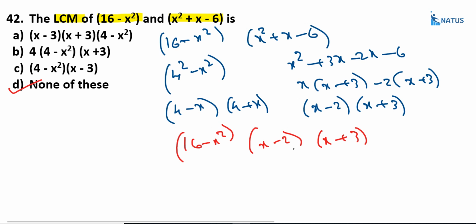This is also equal. Or one more thing is there: 4 minus x, this is not x square. Suppose this is x square, then x minus 2 into x plus 2 is also possible. So that is also not possible. So what is the answer? Answer is 16 minus x square into x minus 2 into x plus 3. None of these is the correct one.